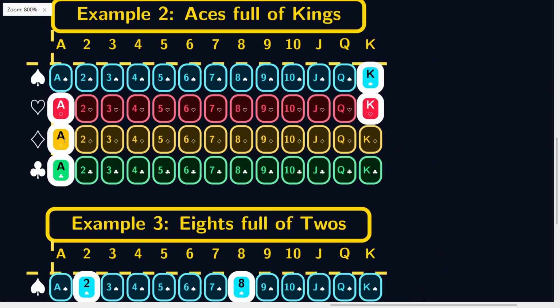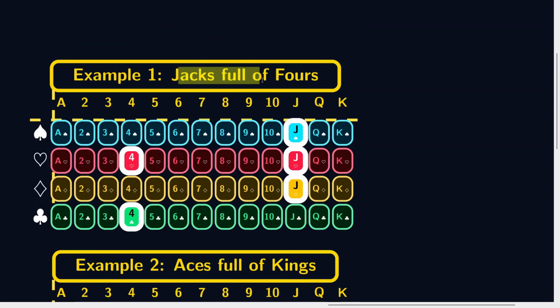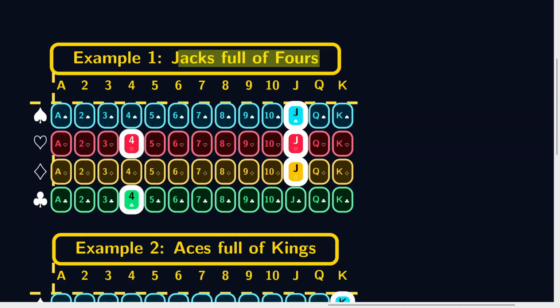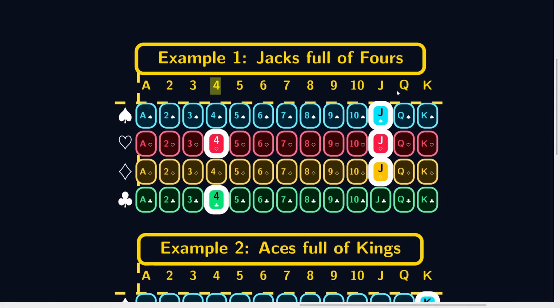The first example is called Jacks full of 4s. That name tells you exactly what to look for in the grid. The Jack column has 3 boxes highlighted: the Jack of Spades, the Jack of Hearts, and the Jack of Diamonds. 3 suits, 3 dots, and the 4 column has 2 boxes highlighted: the 4 of Hearts and the 4 of Clubs. 2 suits, 2 dots. Notice the naming convention in poker. The three-of-a-kind rank always comes first. You say the rank that appears 3 times, then the words full of, and then the rank that appears twice.